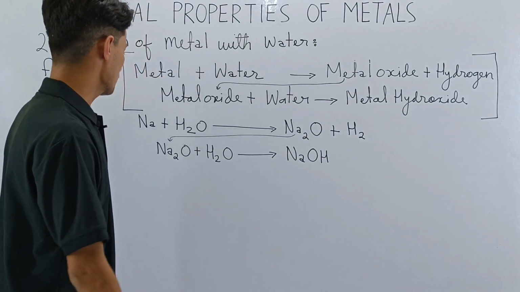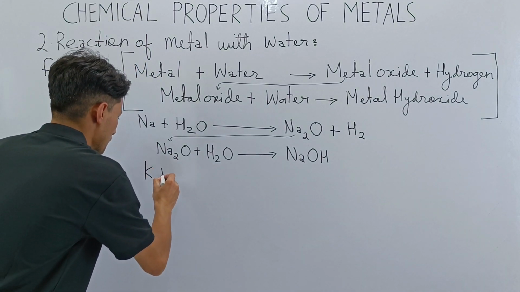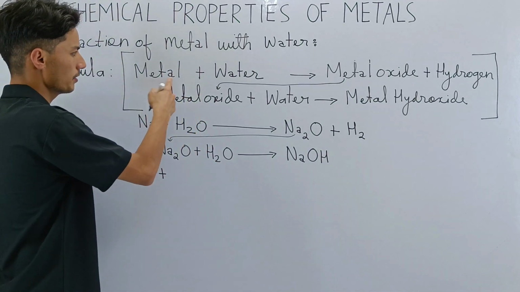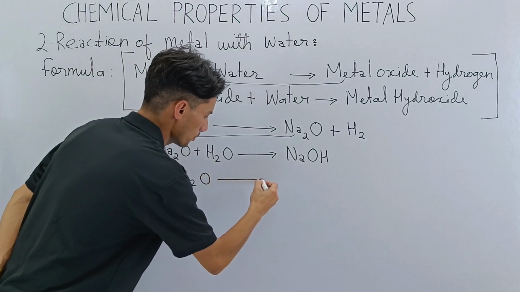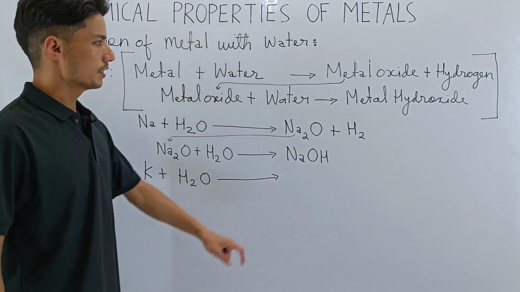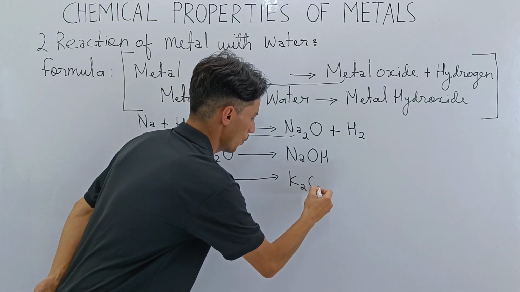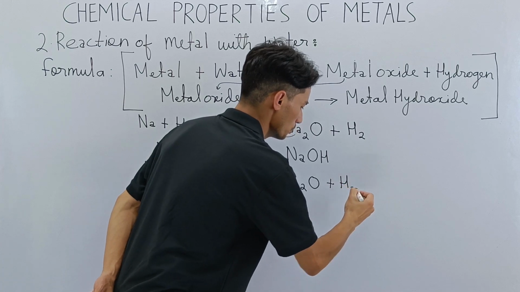Next, let's take one more example. Let's say potassium. So K plus same. The metal that I'm taking is potassium. Potassium is the metal here plus water, which is H₂O. Arrow, what will you get? You'll get the metal oxide. So it will be K2O plus, according to the formula, hydrogen, so H2.